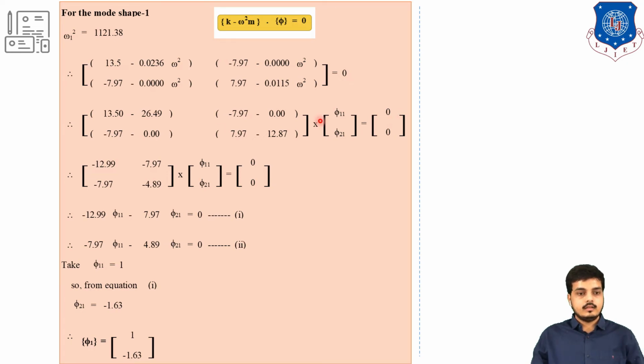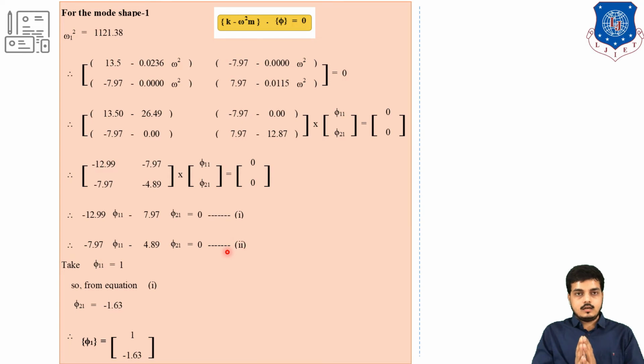Now after deducting this, I will be getting minus 12.99 here, minus 7.97, minus 7.97 as it is, and here 7.97 minus 12.87, I will be getting minus 4.8. Now the multiplication of the matrix, row multiplied by column. Minus 12.99 multiplied by phi 11 is over here, minus 7.97 multiplied by phi 21 is over here. So I will be getting this as equation number 1. Similarly, if I multiply this row by this column, I will get equation number 2.